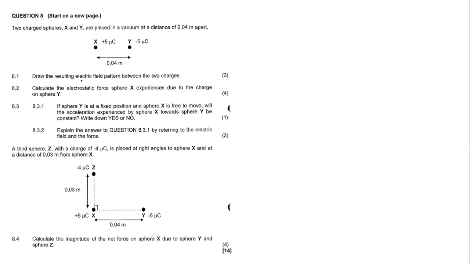So when we draw the resulting electric field pattern, we're going to use what we call electric flux. The electric flux lines are the field lines that flow either into the charge or out of the charge. These field lines flow into the charge when the charge is negatively charged. But when the flux lines flow out of the charge, it's because the charge is positively charged, okay? So here we have two charges, X and Y, and we want to draw the resulting electric field pattern between the two charges.